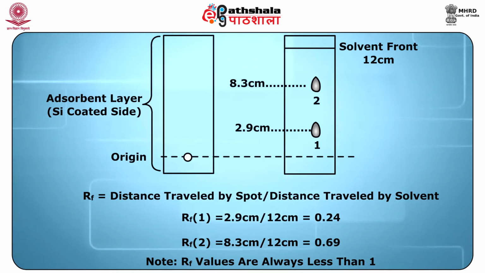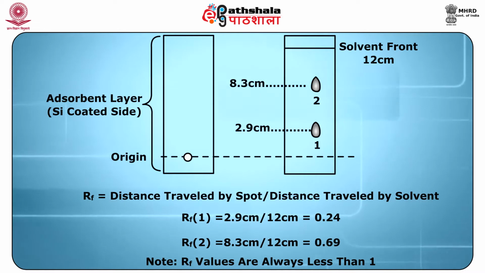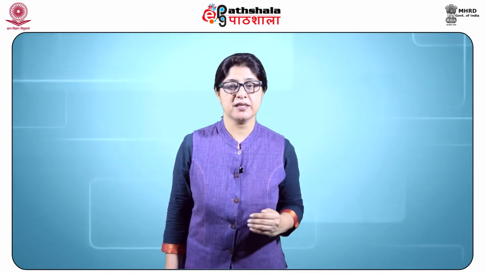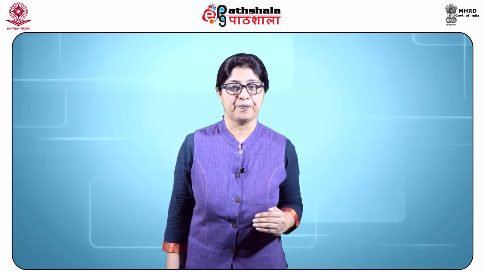A few of the examples have been depicted here, and it has to be noted that the RF values are always less than 1. Both quantitative and qualitative analysis is possible by using TLC. In qualitative analysis, the RF value, that is the retention factor of every individual compound, helps the analyst to distinguish between the two compounds, since the RF value for each and every compound is unique.